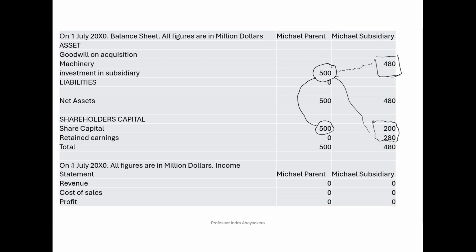And there is a difference here, which is goodwill on consolidation. On 1st of July 20X0, the income statement is given. Because it's at the beginning of the year, we don't see any figures here. So the income statement at the moment is 0.